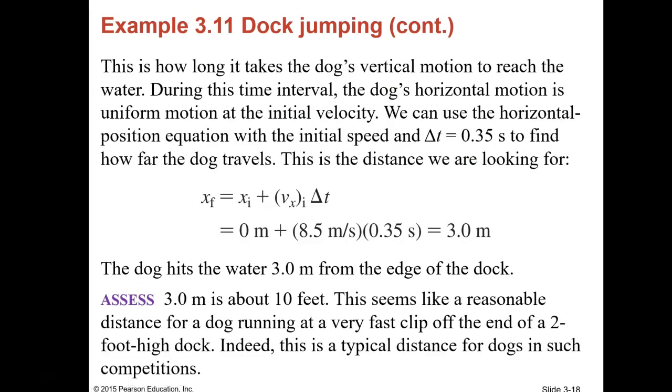So because we know that he's in the air 0.35 seconds, and that his initial speed is 8.5 meters per second horizontally, we can figure out, because distance is speed times time, we take 8.5, which is your speed, times 0.35, which is your time, multiply them together, and you get a distance of 3 meters. That's how you solve a problem when the object is launched horizontally.